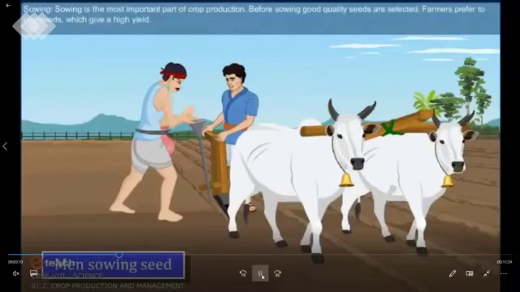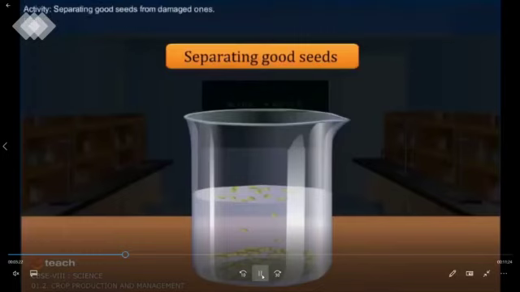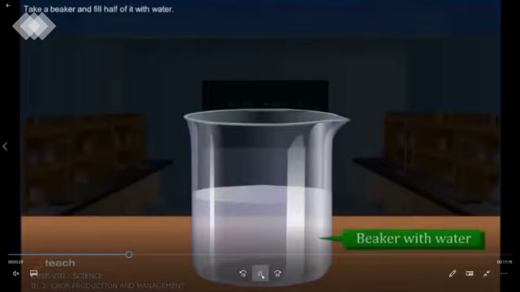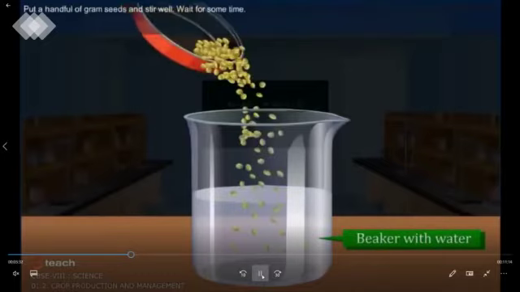And the next step is sowing. Before sowing the seeds, the farmer has to select good quality seeds. How does the farmer select good quality seeds? Here is a small activity to separate the good seeds from the damaged seeds. For that you need a beaker with water and a handful of seeds. What you have to do is just put the seeds in the water.